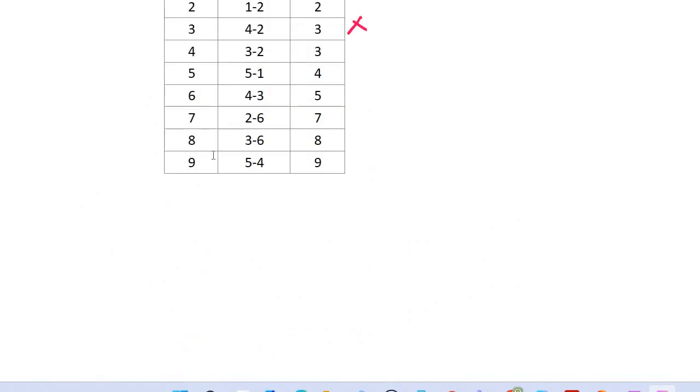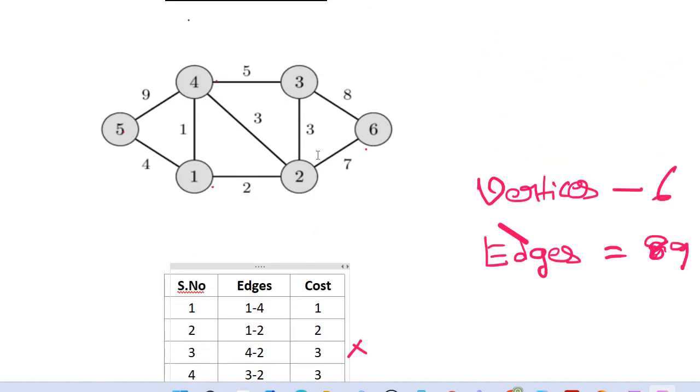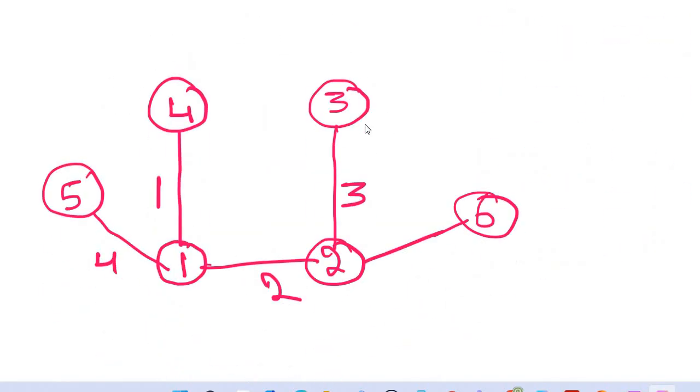Now, let us go to the 8th one, 3 to 6. What is the weight associated with it? It is 8. So now, let us see whether it will form a cycle or not. If I draw 3 to 6 here, it will form a cycle. Am I right? According to the properties of minimum spanning tree, it should not form a cycle. So, I am eliminating it. So, I am removing this.